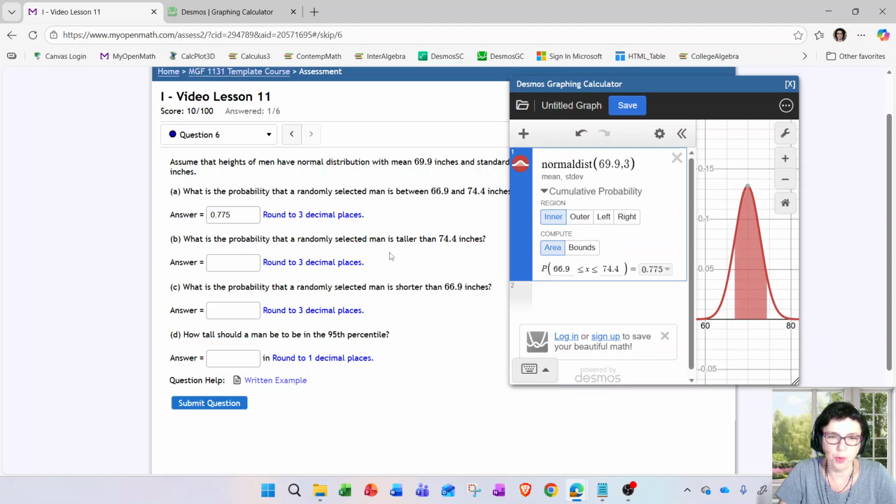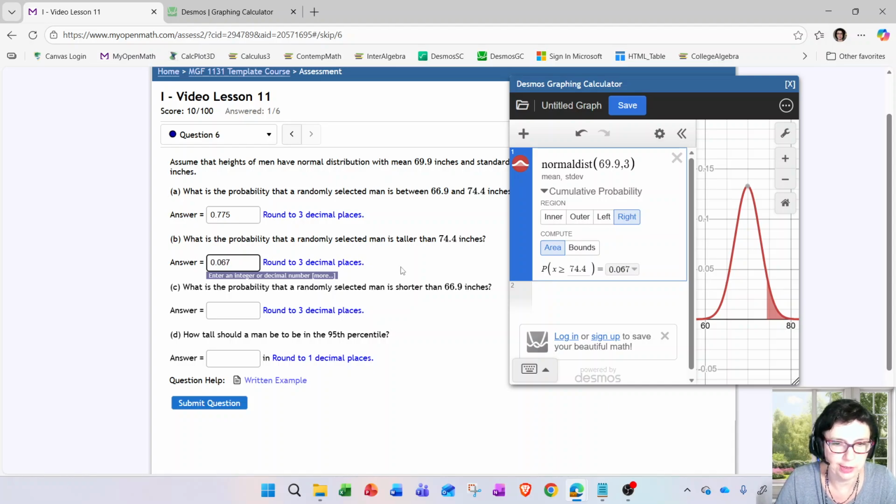Okay, now the next question says, what's the chance that the randomly selected man is taller than 74.4 inches? So when it says taller, that means we want the area to the right of the number. So somebody like that or higher, so this would be to the right. And then we just put whatever number in the blank. So that would be 74.4. So that's a pretty small chance. So that's 0.067, which makes sense. Not that many people are taller than that.